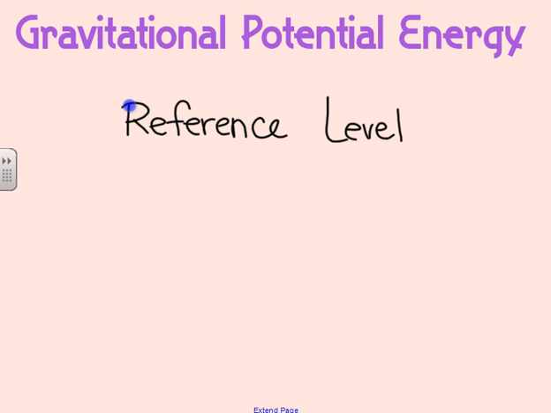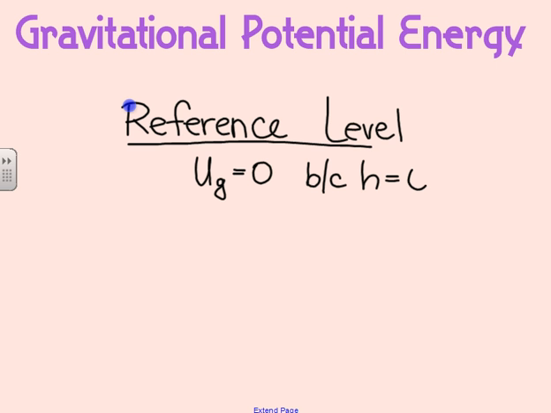As I mentioned, gravitational potential energy is stored energy that is due to an object's height. When we calculate gravitational potential energy, we always need to define the reference level. The reference level is the level at which gravitational potential energy is zero. U sub g stands for gravitational potential energy. That capital U is the general symbol for potential energy. At the reference level, gravitational potential energy is zero because the height is zero.